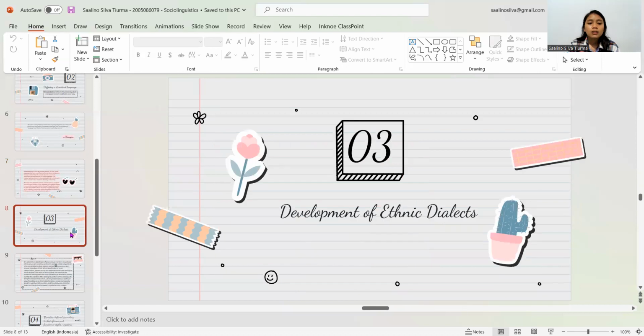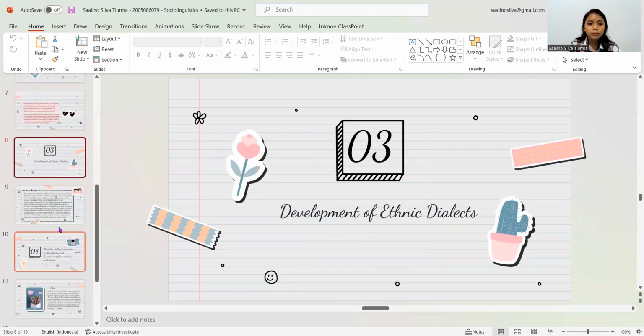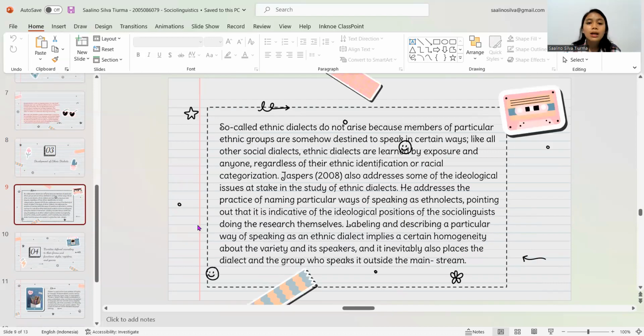Okay. So the third, I want to talk about development of ethnic dialect. So-called ethnic dialects do not arise because members of a particular ethnic group are somehow destined to speak in certain ways. Like all other social dialects, ethnic dialects are learned by exposure, and anyone can learn them, regardless of their ethnic identification or racial categorization.